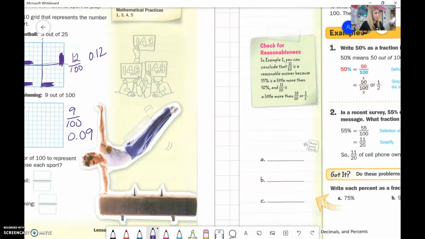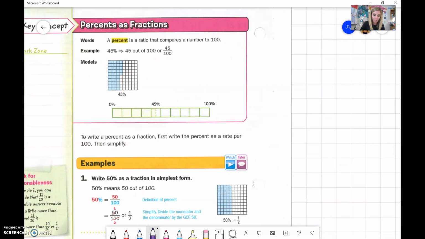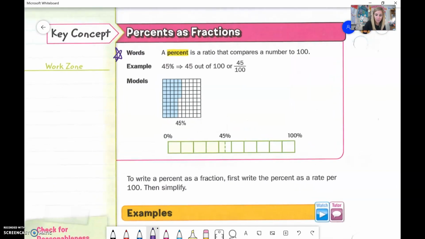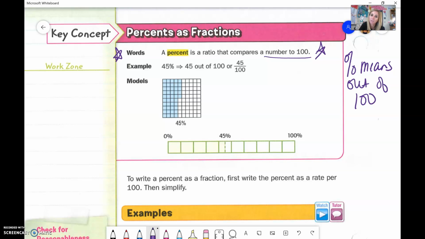All right, go ahead and flip over to the next part in your book, and I want to talk about what a percent means. I would star this. Percent means out of 100. Percent means out of 100. We have to remember that percent means out of 100. I would write that over here. Percent means out of 100. You guys are going to hear me talk about that all the time. Anytime we talk about percent, I would say percent means out of 100.